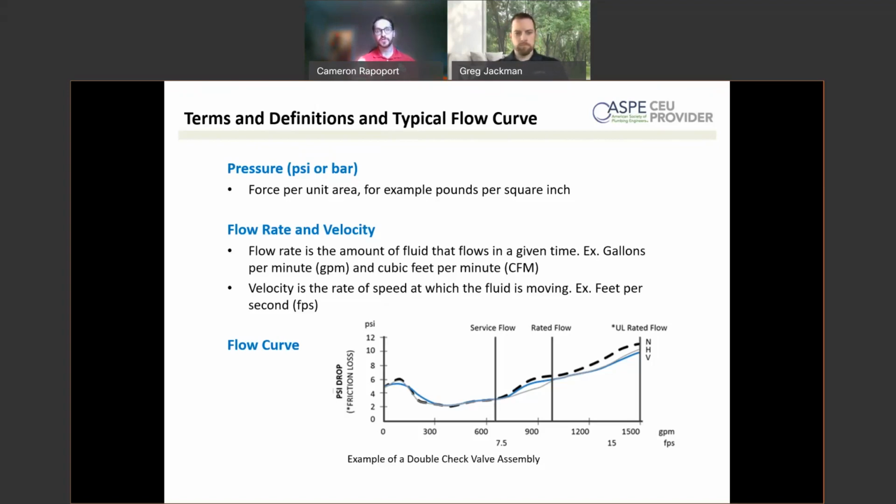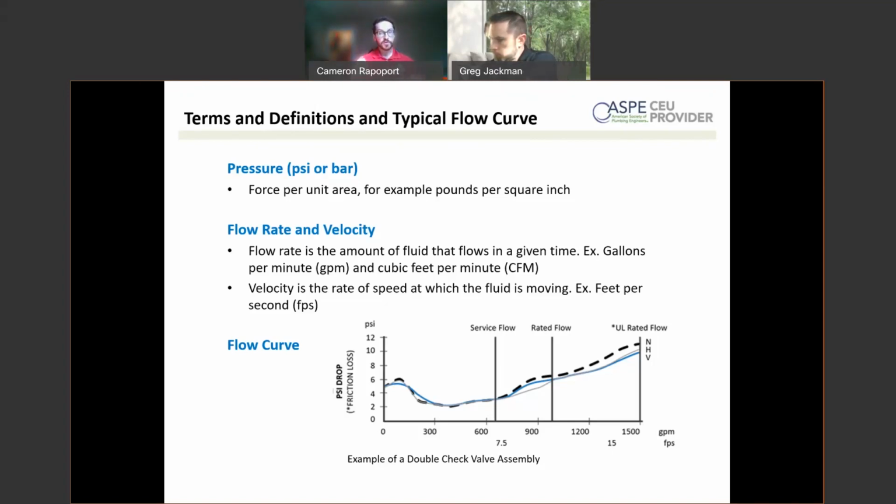The first one is service flow. This is what we would call a typical max flow for a system. And we peg it at 7.5 feet per second based on the nominal pipe size. So that's your typical flow rate. We also have rated flow. That's your ASSE defined rated flow.